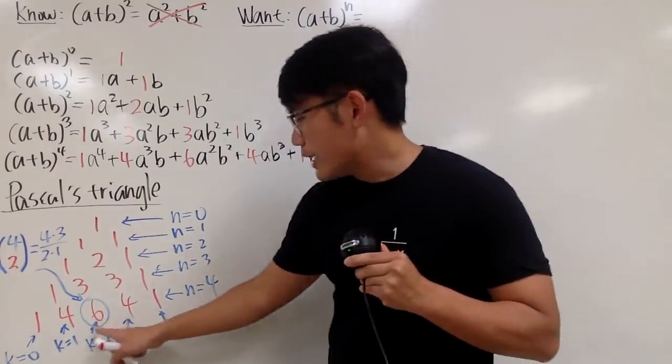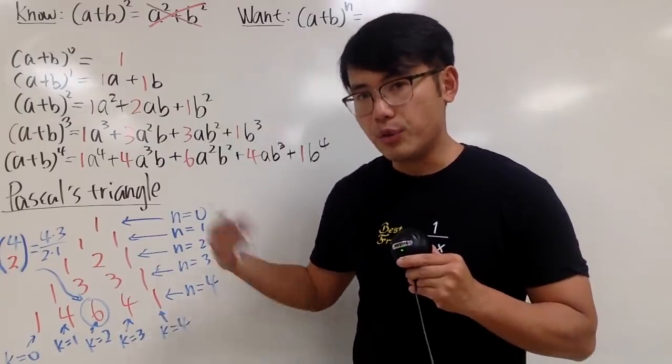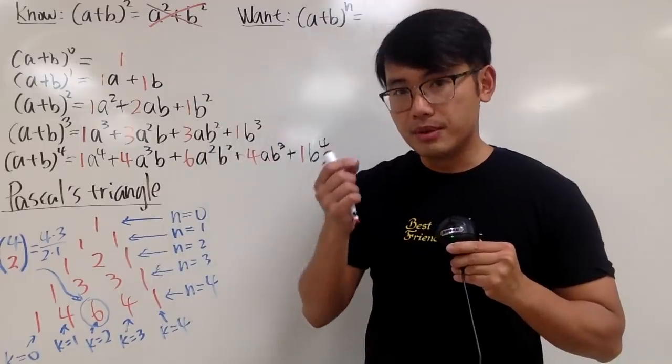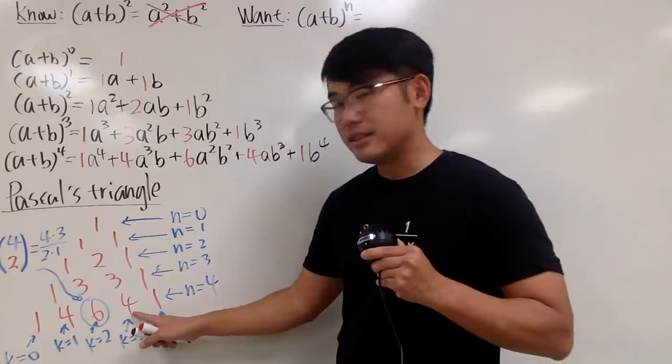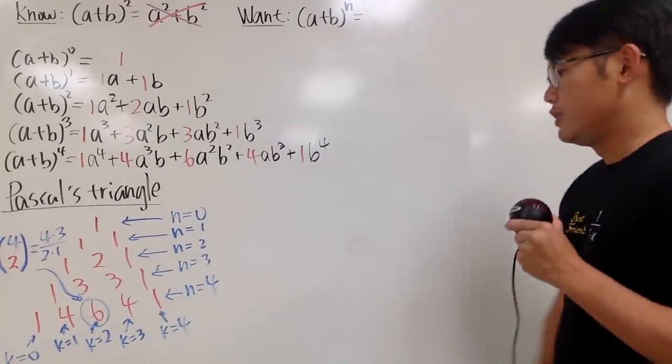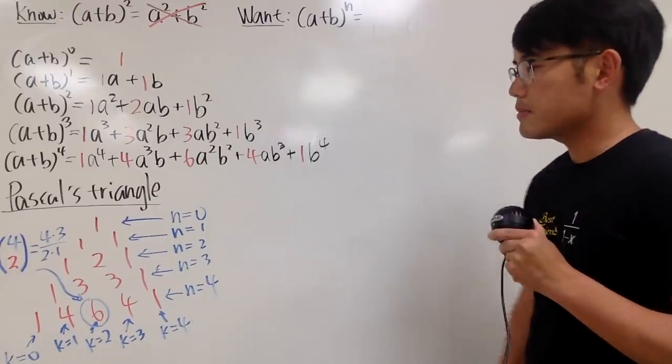You can imagine that this right here will be 4 choose 3. If you work it out, 4 times 3 times 2 divided by 3 times 2 times 1. That will also give you this number in red, which is 4. So you can work that out on your own. So let me just write this down for you guys.